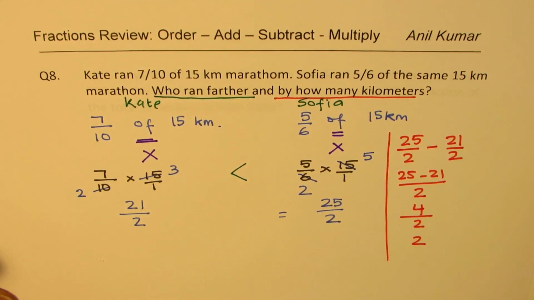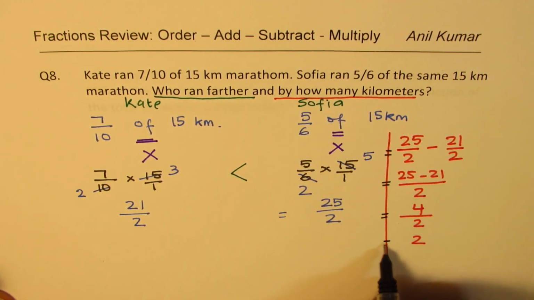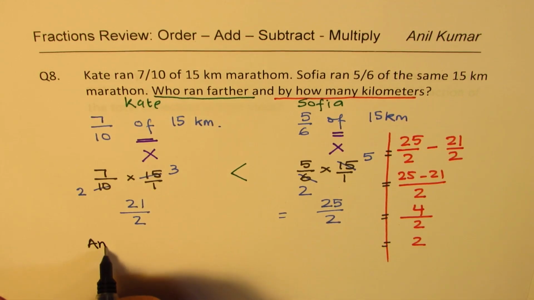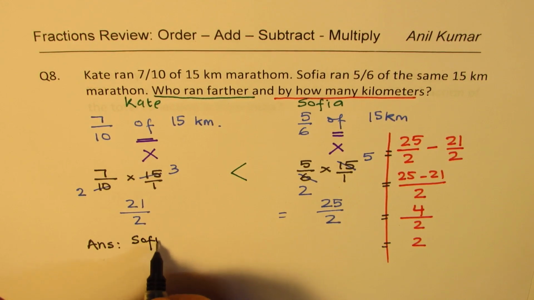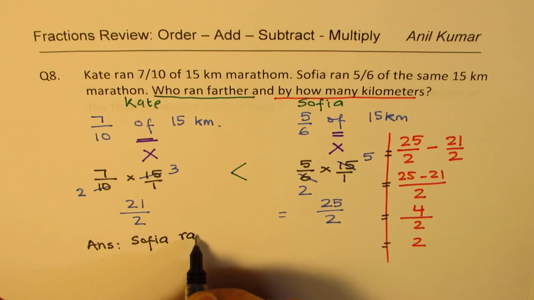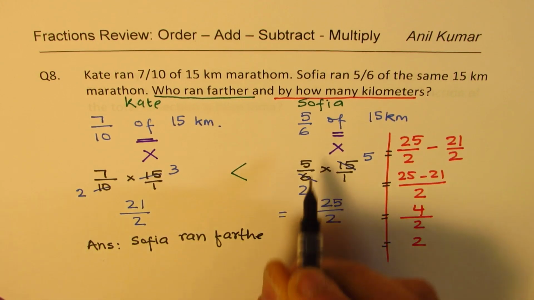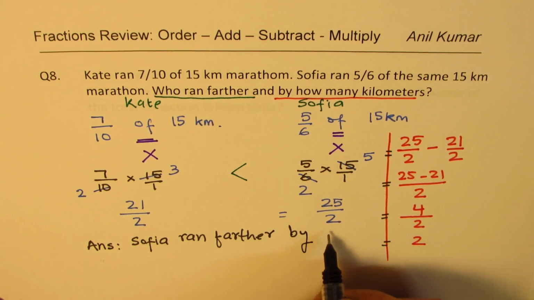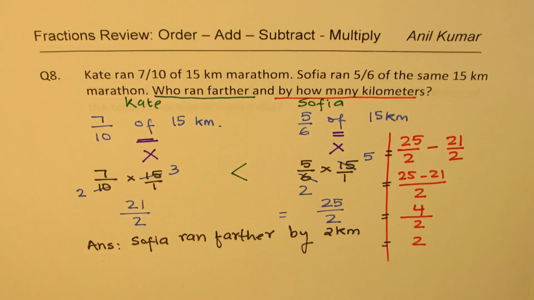So what we notice here is that in a marathon of 15 kilometers, Sophia ran 2 kilometers farther. So we can write the answer in words, and that is: Sophia ran farther. By how many? By 2 kilometers. Does it make sense? Including units in a word problem is very important.